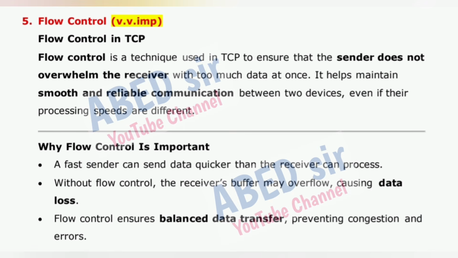Why is flow control important? A fast sender can send data quicker than the receiver can process. Without flow control, the receiver's buffer may overflow, causing data loss. Flow control ensures balanced data transfer, preventing congestion and errors.